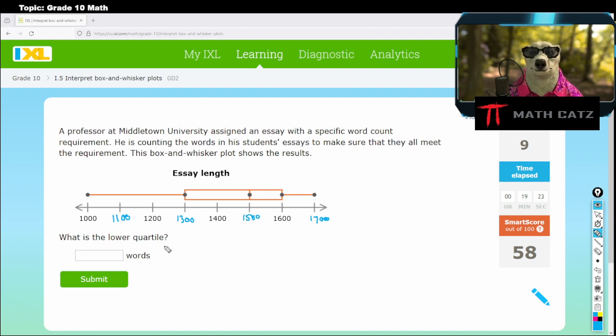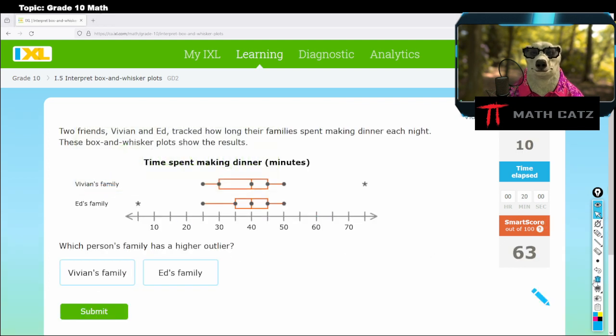What is the lower quartile? That will be the data point value where the box starts, where the 25% ends. So we'll write here 1,300. That is our lower quartile, our first quartile, covering, let's write it there, the lower 25% of the people, ranged from 1,000 to 1,300. Let's submit that. That is correct, yes.